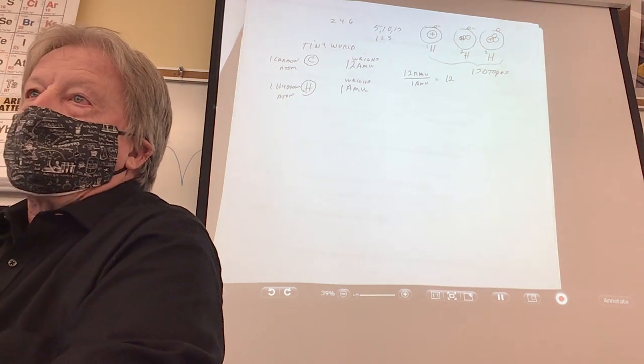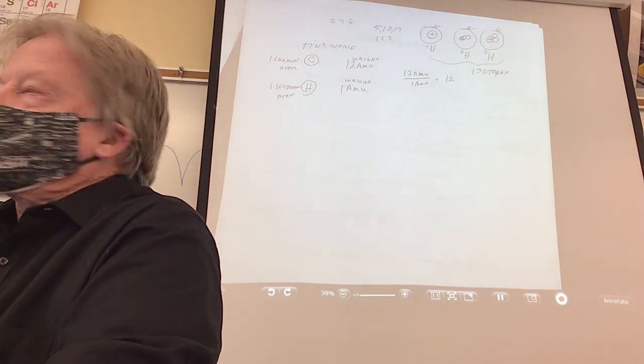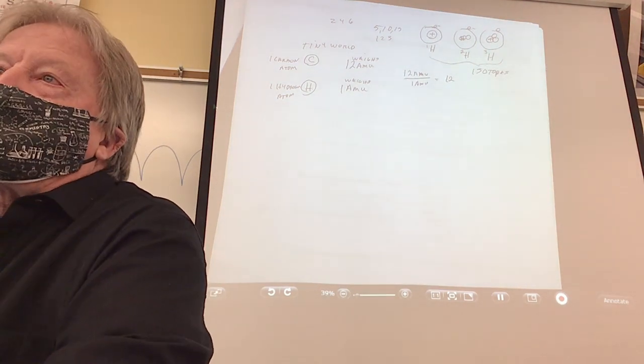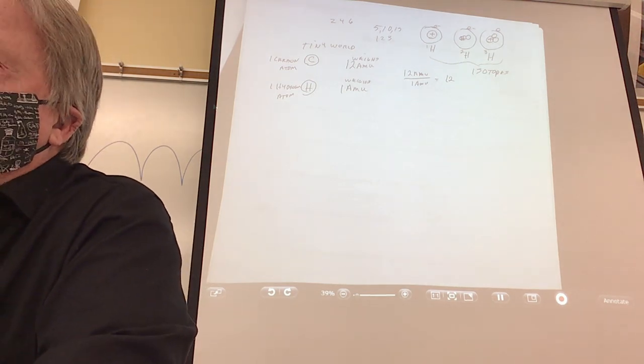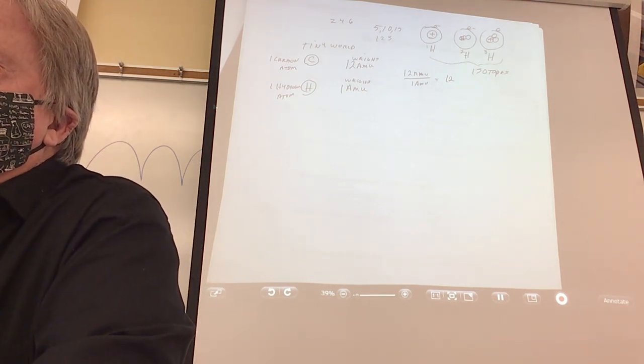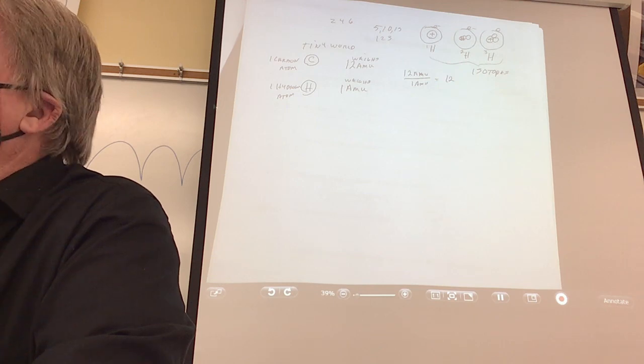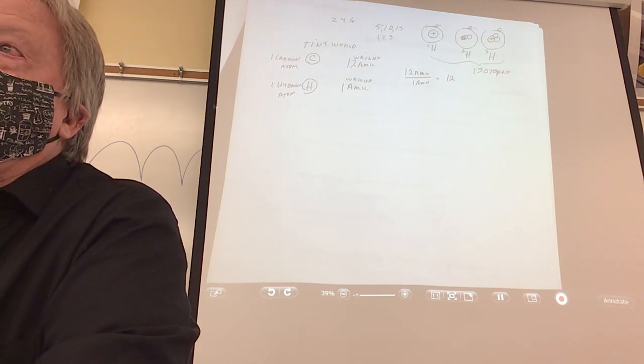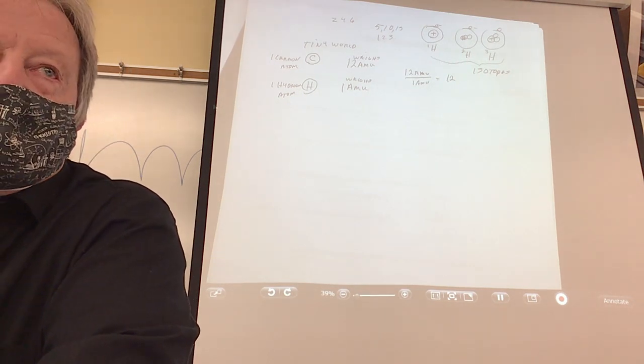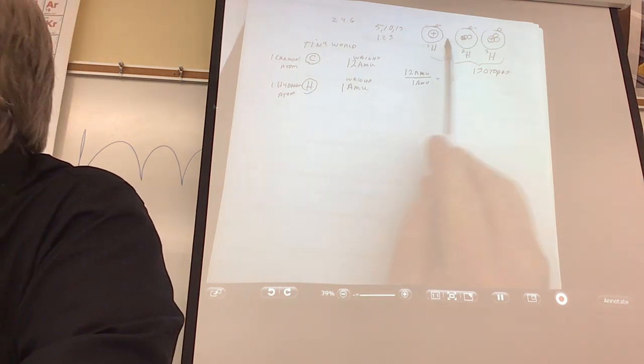You know what the average is? And they've looked at millions of them, millions. And you know what the average is? 1.007. What's that tell you? There are a lot of them, right? As a matter of fact, 99.99% of all the hydrogen atoms we've ever discovered were these kind right there.